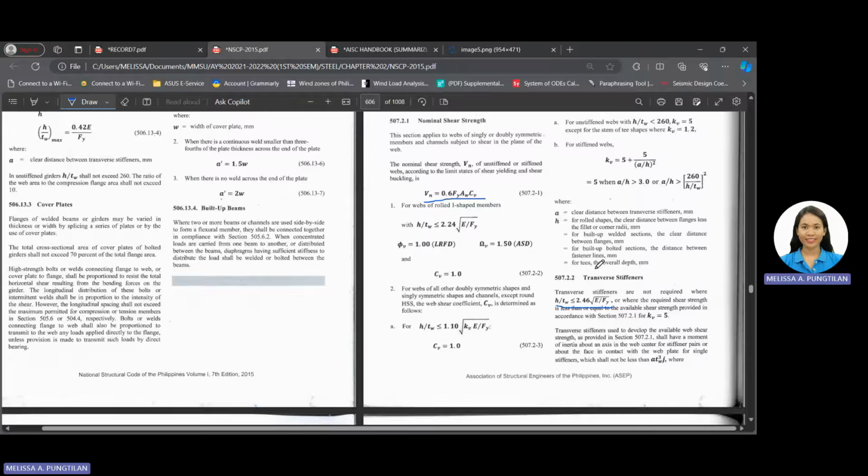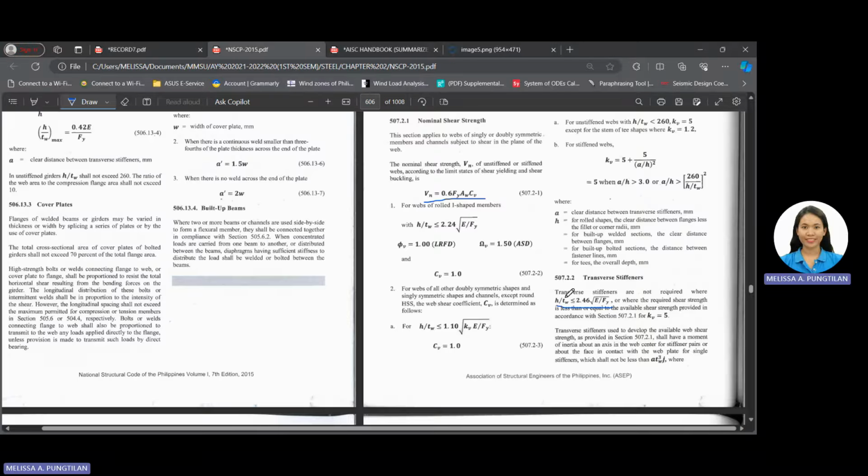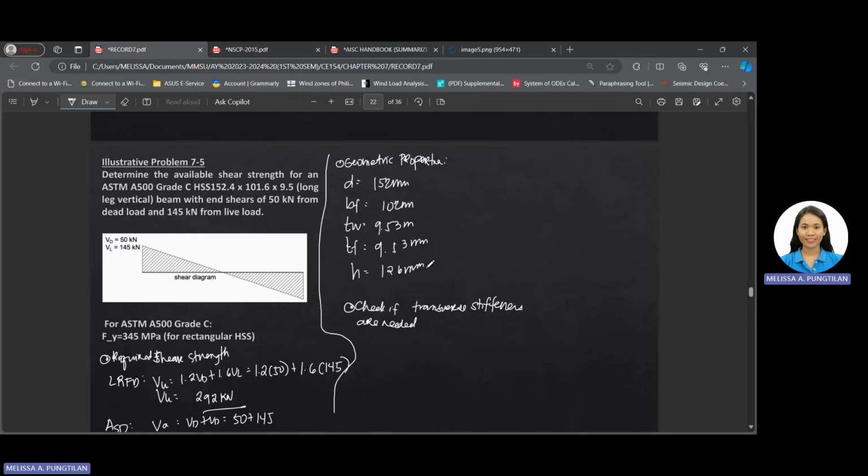Okay, so by computing this one, or by using Section 507.2.2, transverse stiffeners, check if transverse stiffeners are needed. Okay. So in 507.2.2, let us again compare this formula. h over tw, or h over the thickness of the web, is it lesser than 2.46 square root of E over Fy?